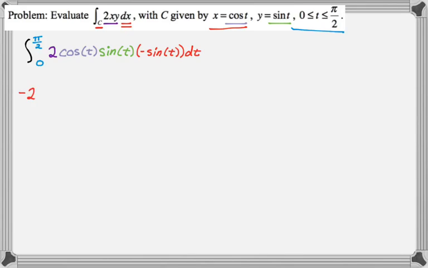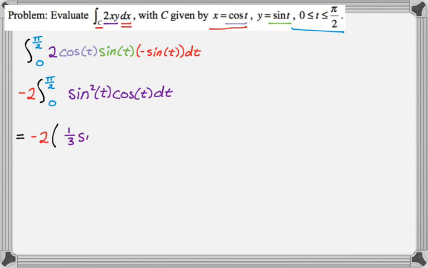And now it's a single variable integral, all with respect to t, so you just go ahead and do it. So I'm going to pull out the negative 2 and rewrite the integrand as sine squared and then cosine and then dt. So this is actually, you can reverse the power rule on this. If you let u equal sine of t, du is cosine of t dt. So we're going to end up with negative 2 and then 1/3 sine cubed of t. And then our bounds are 0 to pi over 2.